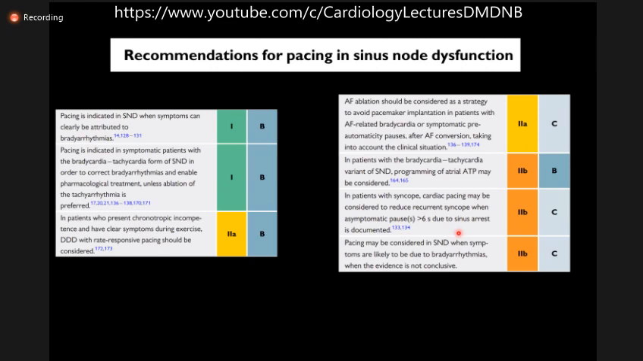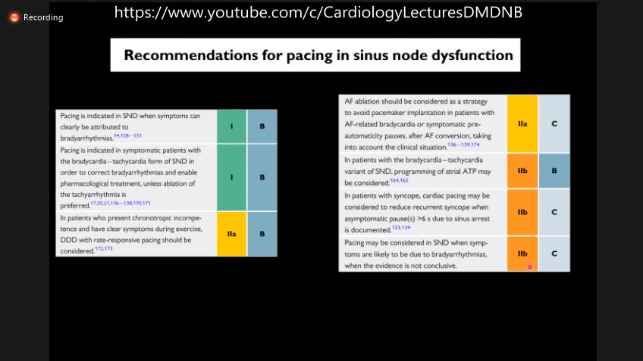What about patients who may be considered to be in the sinus node dysfunction subset when the symptoms are likely to be due to bradyarrhythmias? Probably the ambulatory monitoring data set here is not very conclusive, but there is enough clinical suspicion to think that the symptoms are due to bradyarrhythmias. And when the clinical impression is of sinus node dysfunction in that particular patient subset, pacing is reasonable, with a class 2B C level of recommendation.